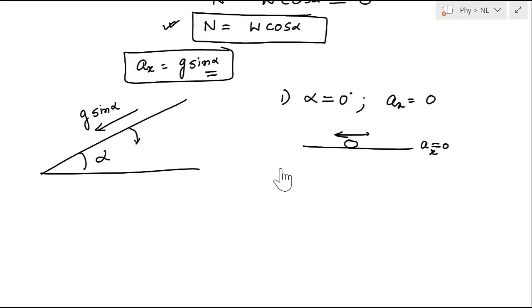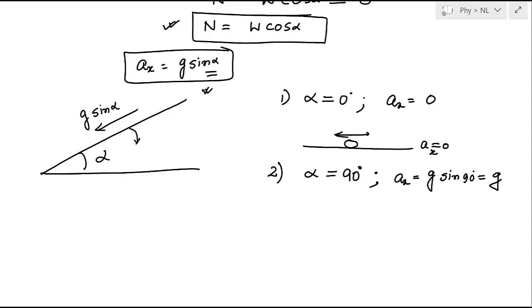The second special case we can have is alpha equal to 90 degrees. So if you plug alpha equal to 90 degrees into this equation, a_x is equal to g sin 90, and sin 90 degrees is nothing but 1. So this is equal to g. So acceleration is equal to g.